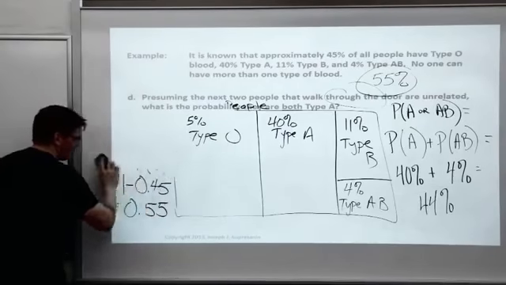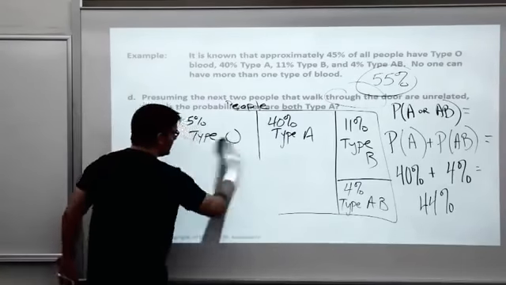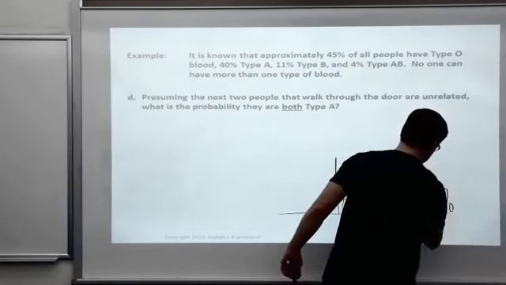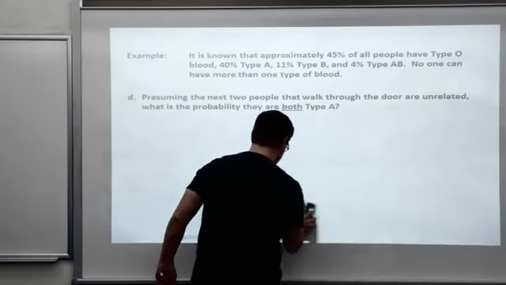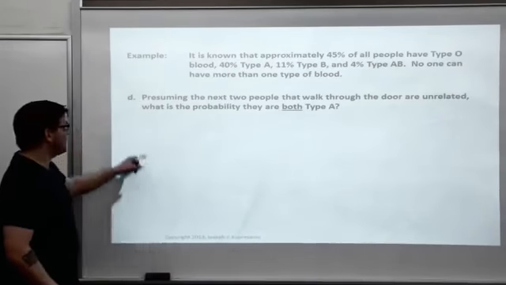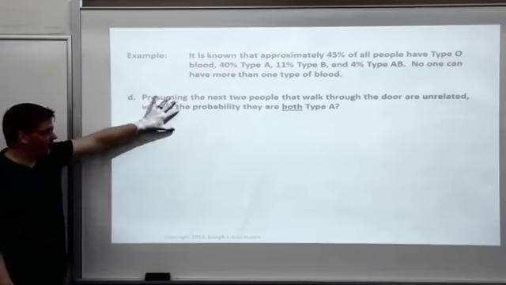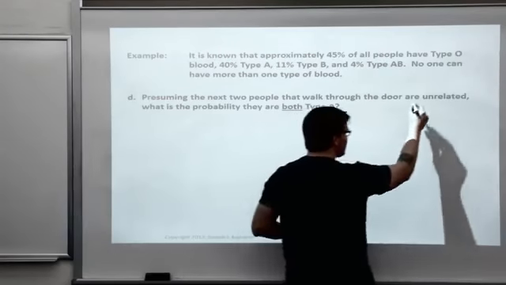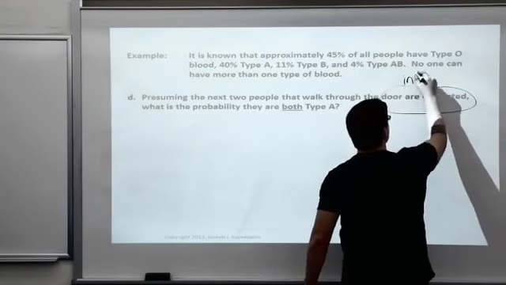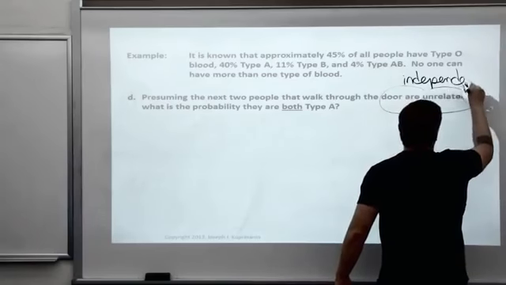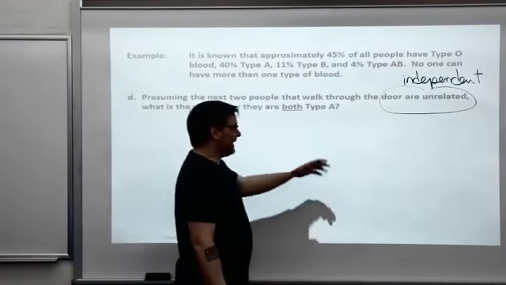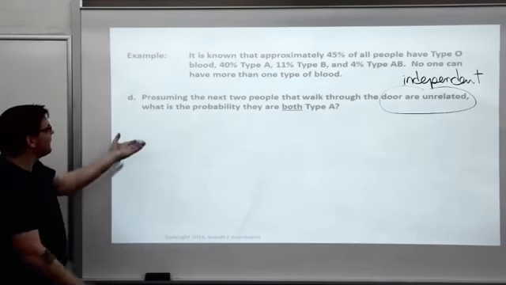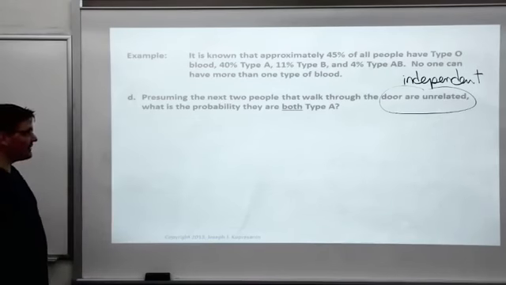Same example, 2 more questions. All right, next page, part D. Presuming the next 2 people that walk through the door are unrelated, you know, that tells me independent, right? We have to make sure when we're doing these calculations, if the next 2 people, as long as they're not brothers or sisters or something like that, then I got to presume that their blood types do not influence each other, be independent. What's the probability that they are both type A?